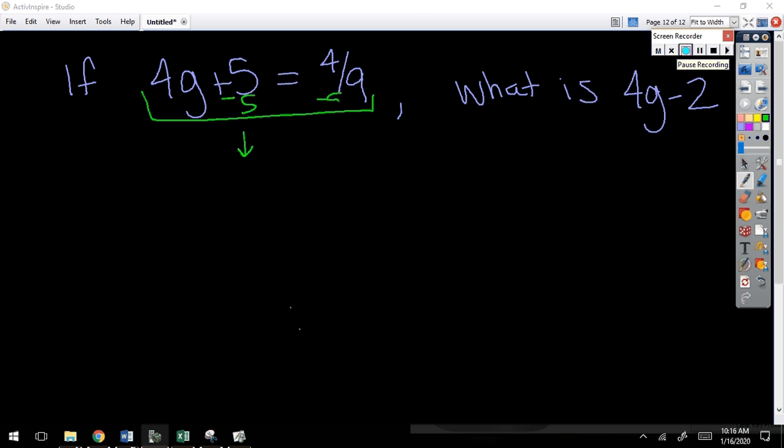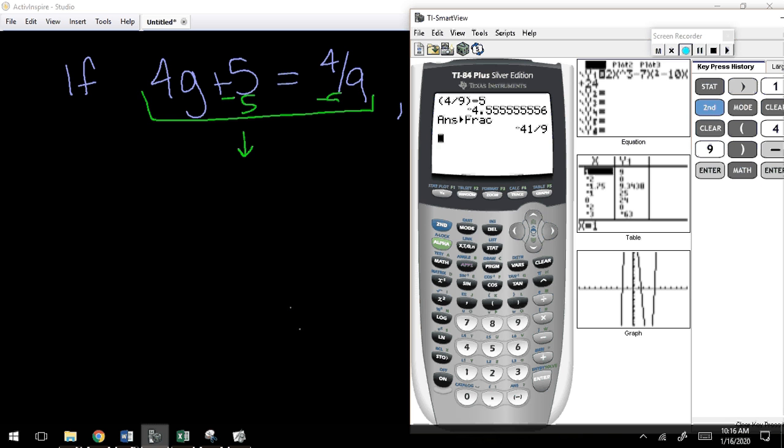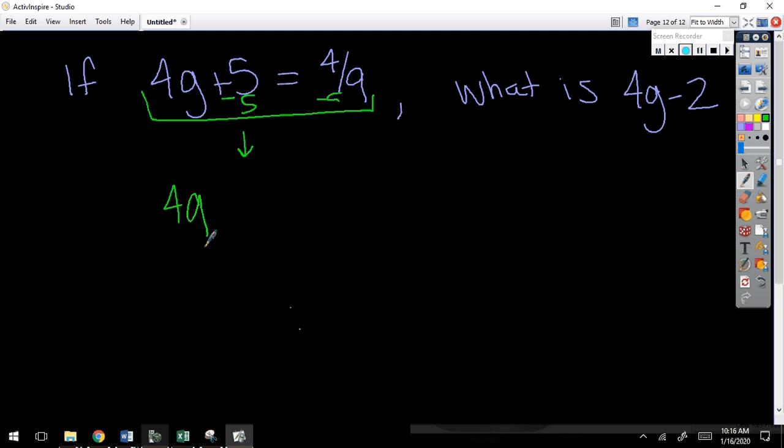All right. So we all got on our calculators, and I really, really want you to be able to do things by hand and in your head because it makes you a better problem solver. But when we're talking about time restraints on things like standardized tests, this is a good, quick trick to have to be able to get it back into a fraction. All right, so I've got 4g equals negative 41 over 9.